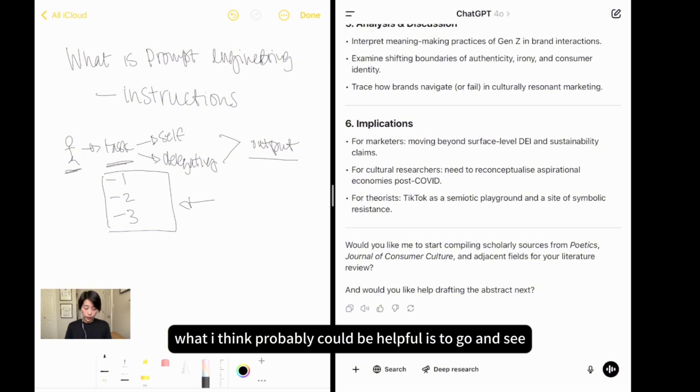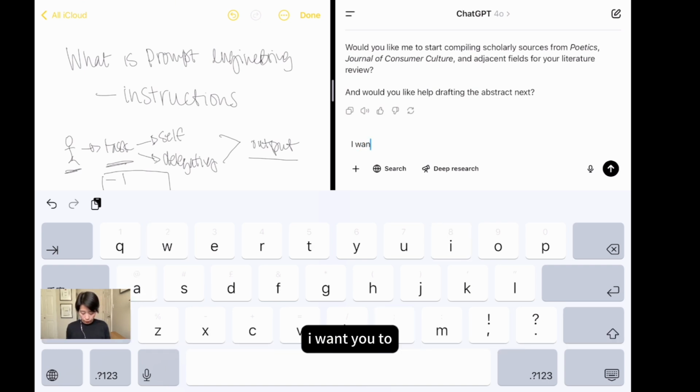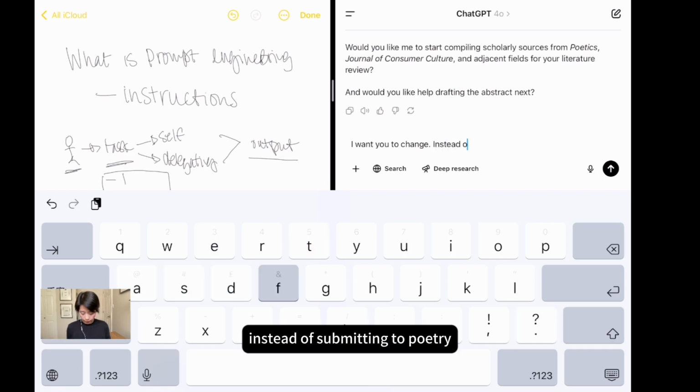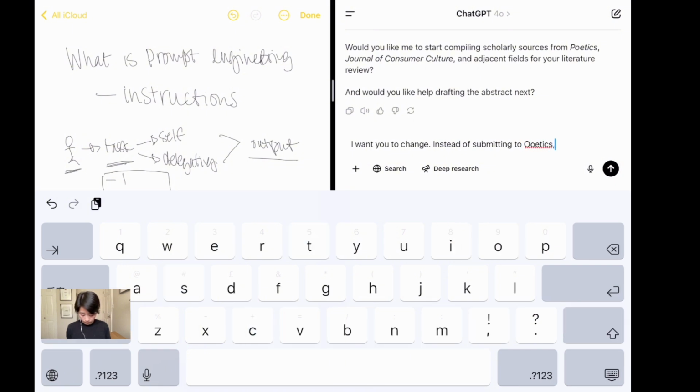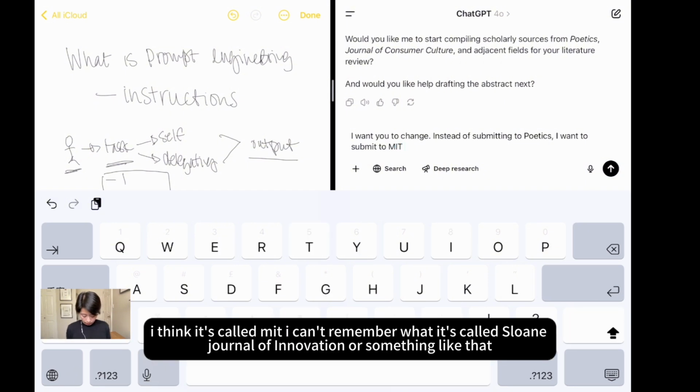What I think could be helpful is to have a bit of a U-turn and say, I want you to change, instead of submitting to Poetics, I want to submit to, I think it's called MIT, I can't remember what it's called, Sloan Journal of Innovation or something like that.